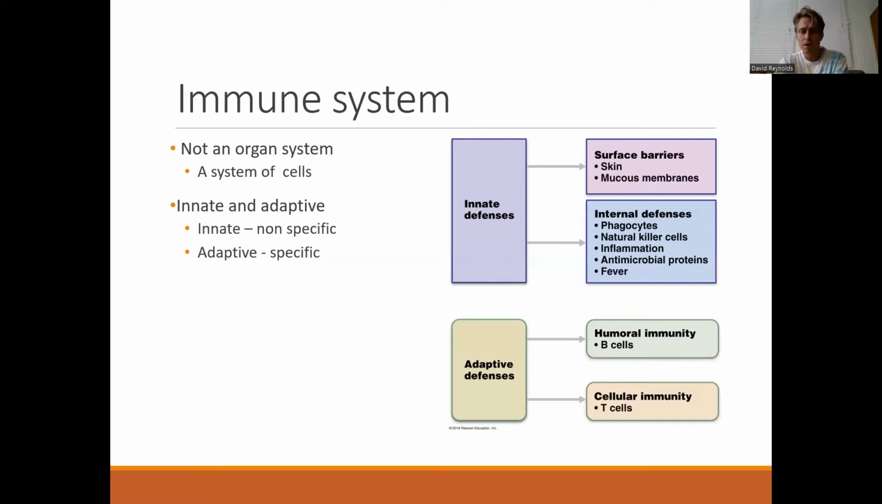All right, so with the innate immune system, we break it down into two parts. Surface barriers are part of your innate immune system. We have lots of barriers in our body to try to keep pathogens out of our soft tissues.